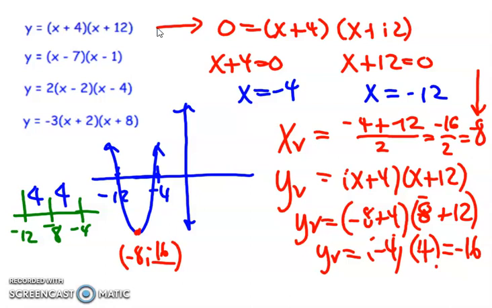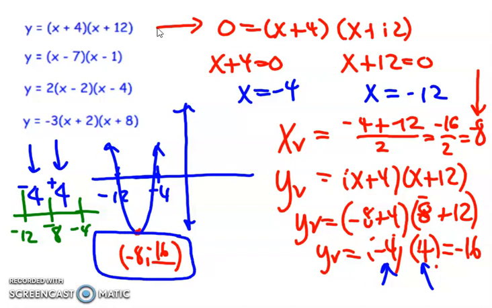The answers here, the -4 and the +4, are actually communicated in the number line that I drew. When I'm going from -8 to -4, that's an increase of 4. And when I'm going from -8 to -12, that's a decrease of 4. So those numbers that we're getting are actually the distances that the x value of the vertex is away from the zeros. So the final answer here is -8, -16.